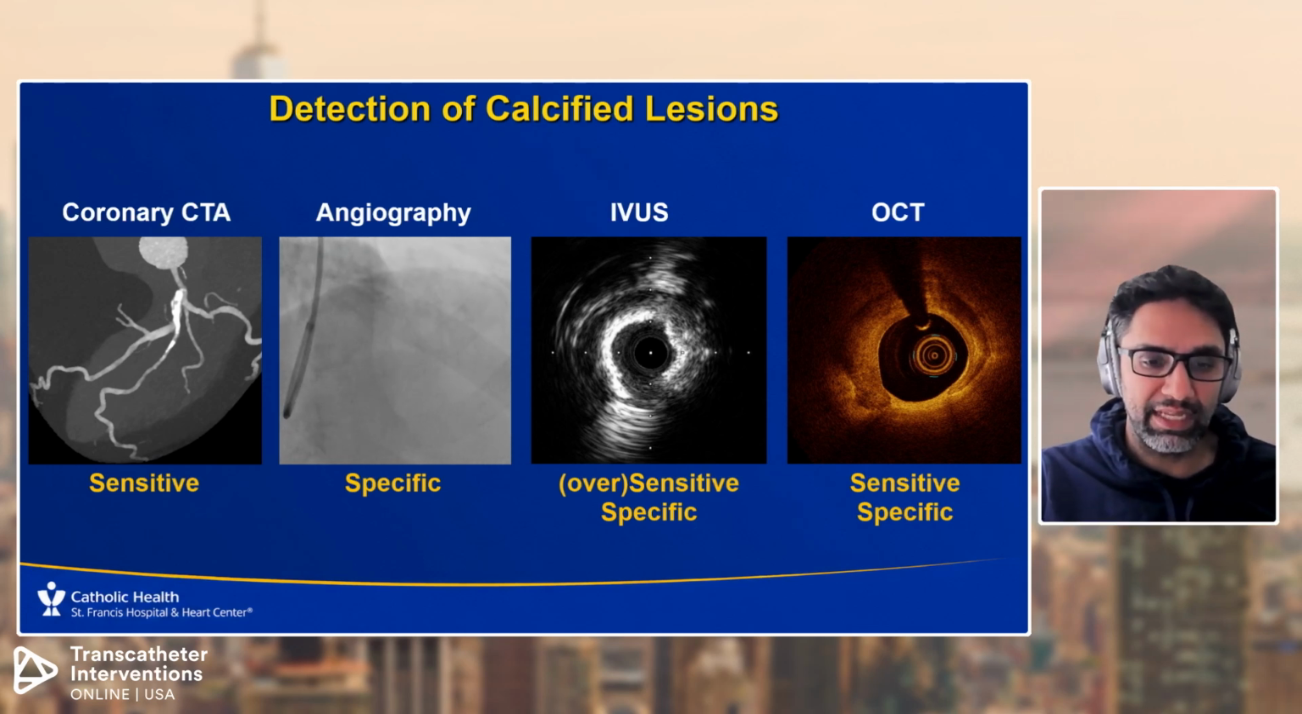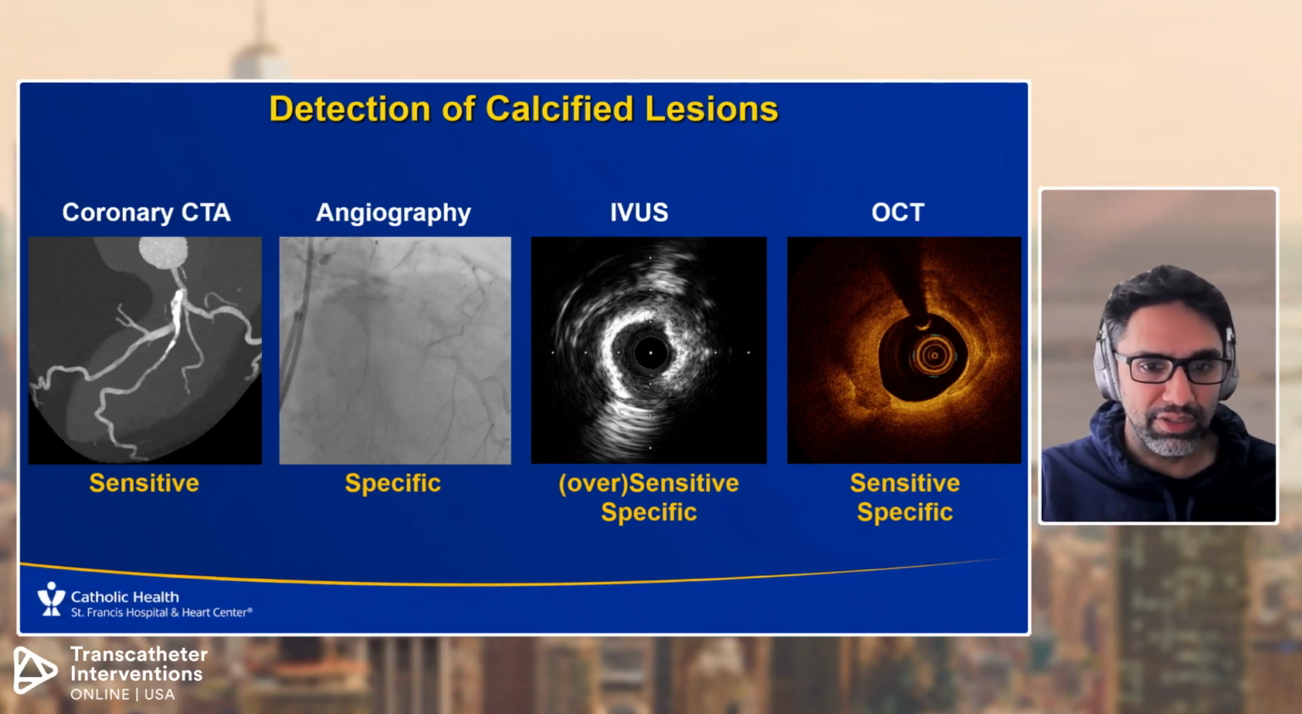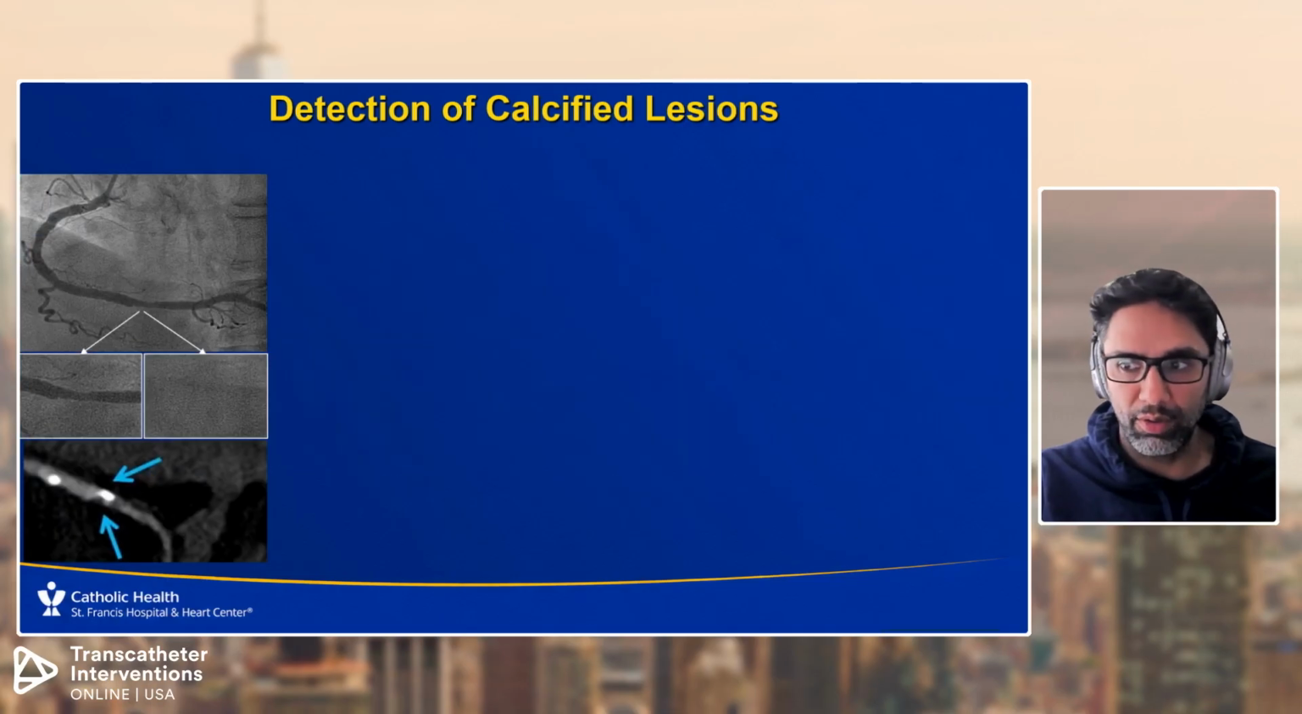Both IVUS and OCT, which are intravascular imaging tools, are highly sensitive and specific. I mentioned that IVUS might be oversensitive, just like coronary CT, and we'll talk a little bit later on about why. So let's take this case. Here's a patient with a very moderate lesion in the right coronary artery. Most of us might not even consider doing anything to this. There's very mild calcification on the angiogram, but the CT actually shows calcium along with a hypoattenuated plaque in that area, which gives you perhaps some concern for physiological significance.